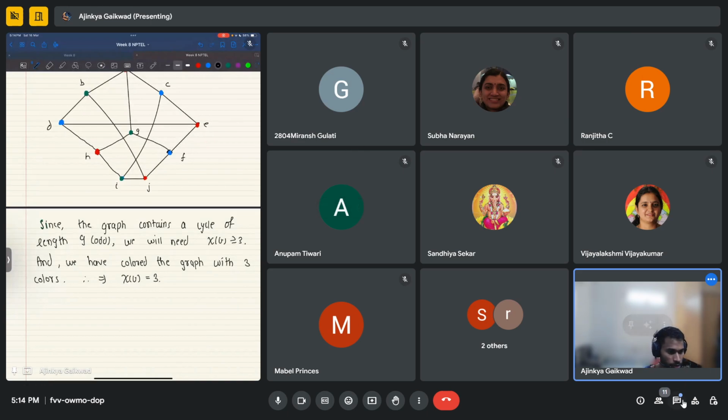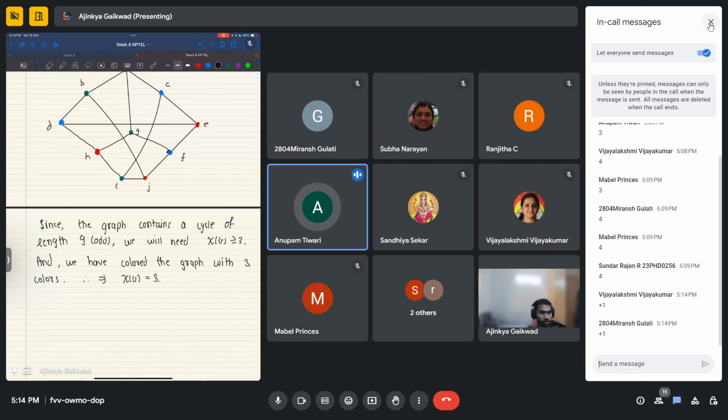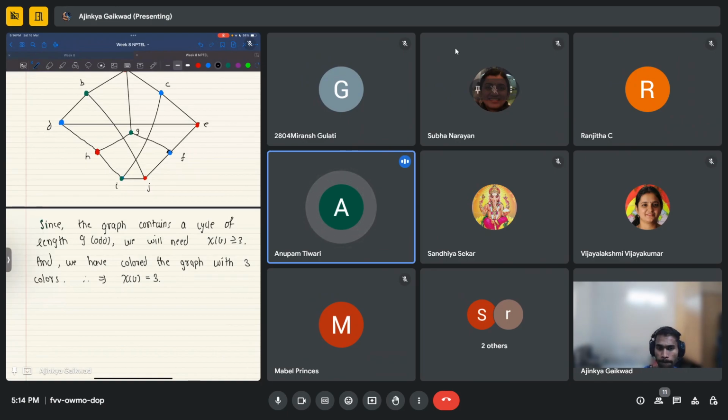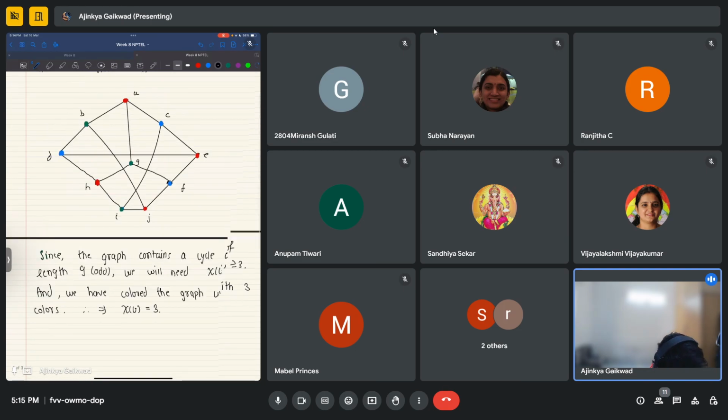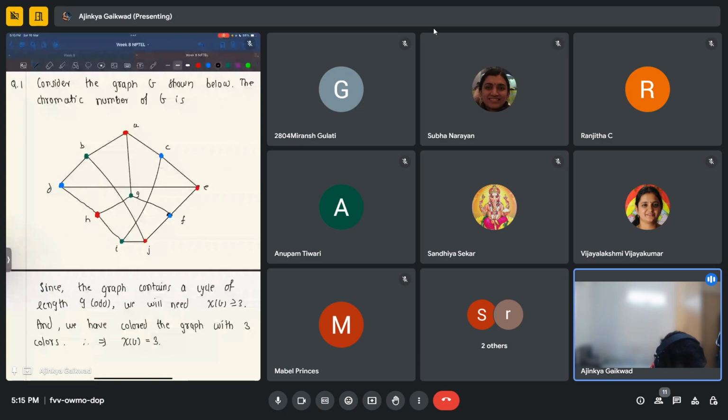Okay, I see. Just like we did vertex coloring, we can see edge coloring also in the same problem. Can we try edge coloring in the same graph? Okay, sure. So let's take the same graph. Let me color it black actually, and let's try to find the chromatic index of the graph.